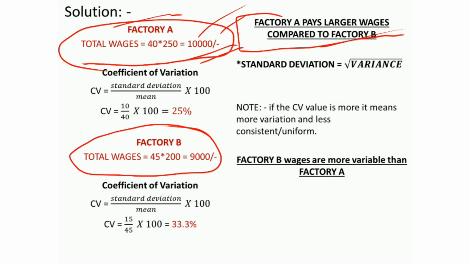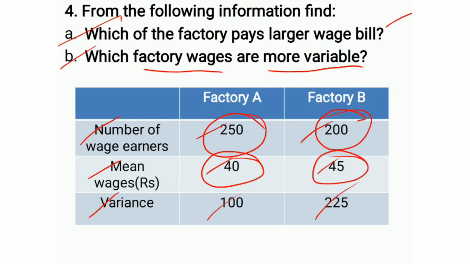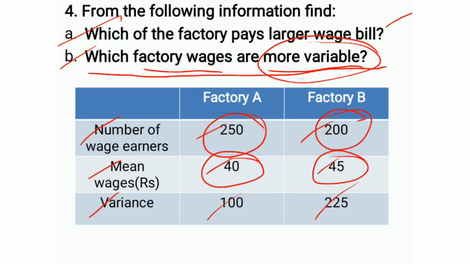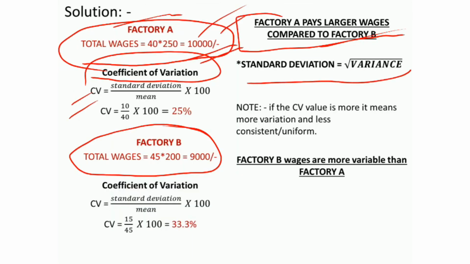Understood? So let us go with the second question. The second question is, which factory's wages are more variable? In order to find that variability, we need a concept called the coefficient of variation, or CV, which is represented by the formula standard deviation divided by mean into 100. In this question, average is given and variance is given. There is a star here: standard deviation is equal to the square root of variance.